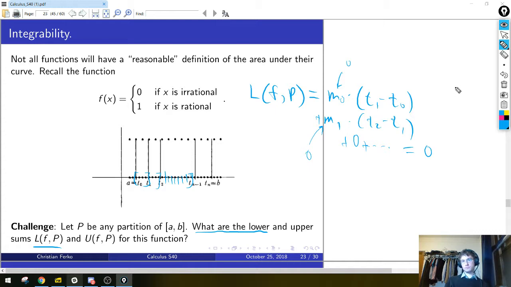It's being multiplied by 0? Wait, was that the question? Was there a question? I'm asking, how do you know all of the m's are 0, right? How do I know that the infimum of the set of all f on t sub I less than or equal to x less than or equal to t sub I minus 1 is always 0? How would you prove this?